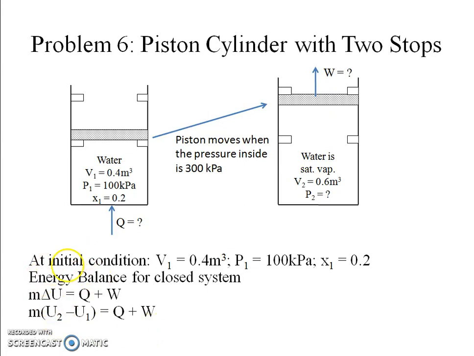M we don't know, but we can calculate. U2 and U1, that is the internal energy at the final and the initial states, again we can find out using steam tables. Q we have to calculate, W we have to calculate. So let's tackle this problem. First of all, we will find out the mass of the water inside this cylinder.